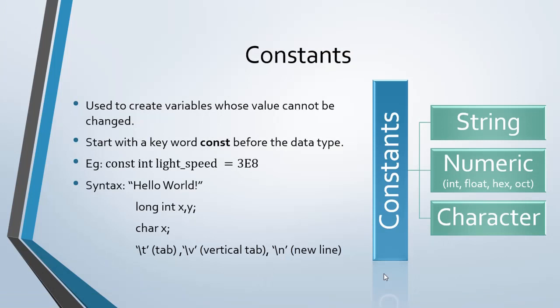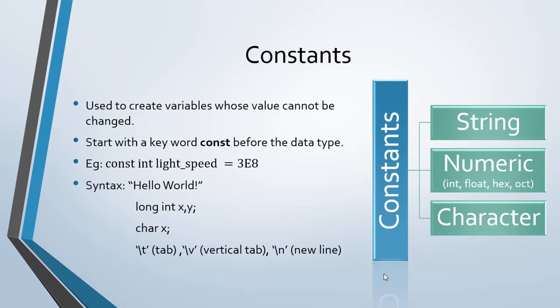Hope you are clear with the variables. Now we will go on to the next, that is constants. There are different types of constants we use in a C++ program. It can be a string, it can be a numeric, or it can be a character. I've already said string is a long alphanumeric with spaces we use. A numeric can be an integer, a floating point, a hexadecimal, or an octal number.